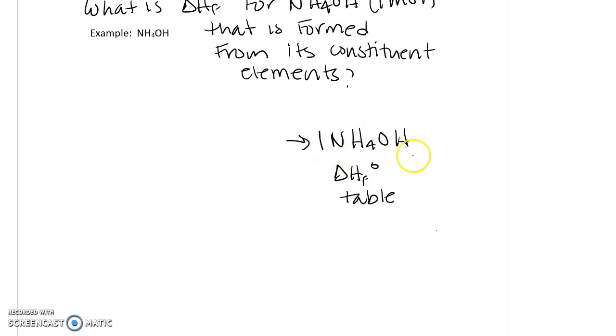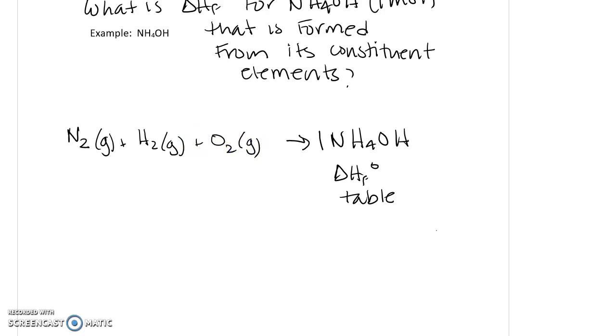Forming ammonium hydroxide, what would you have needed for your reactants? Well, if we have nitrogen, we would have needed N2. That's what they mean by the constituent elements: the elements that were needed to form ammonium hydroxide. So we know N2, and we also know that we have hydrogen there. What would that have come from? It had to have come from hydrogen gas. And then finally oxygen, which would have come from oxygen gas.